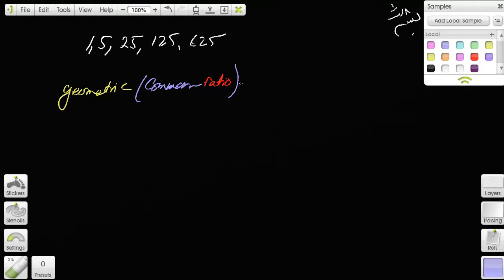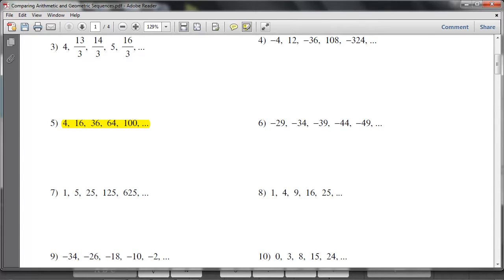It's a common ratio, sometimes a little r, which means this divided by this. 5 divided by 1 is 5, 25 divided by 5 is 5, and 5, and 5. So the common ratio, as you can see, is all times 5, times 5, times 5, times 5. So this common ratio r is 5, and this is a geometric sequence. Okay, so we did that one.